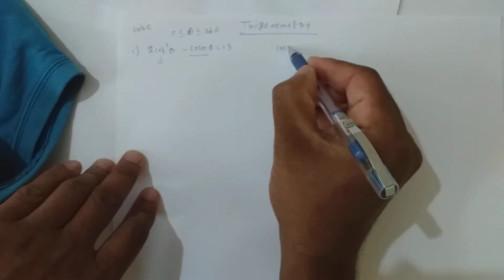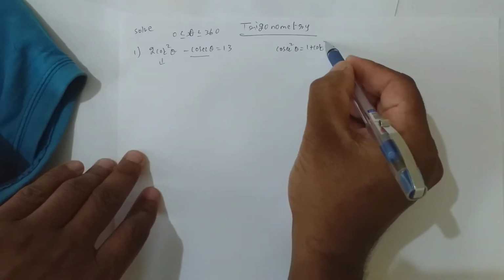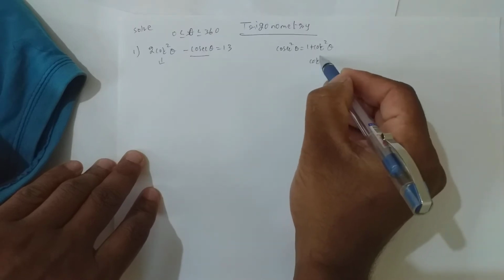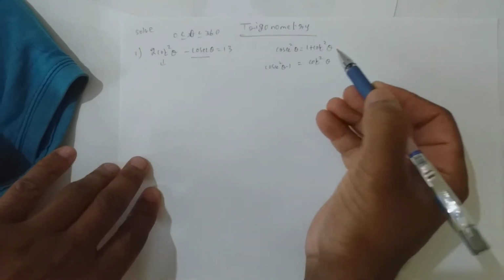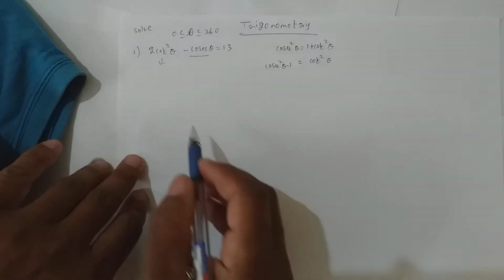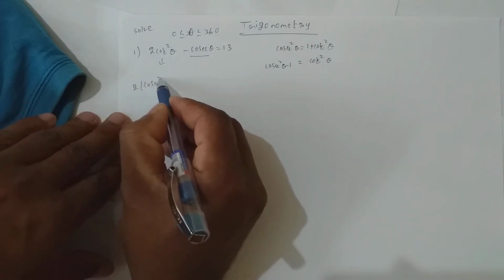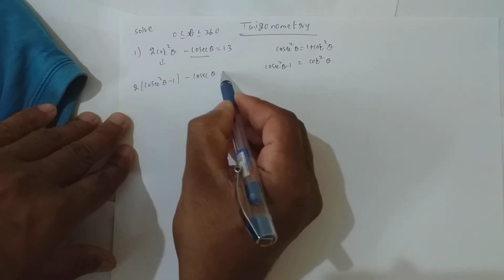What is the identity that you have learned? Cosecant square equal to 1 plus cot square theta. So in place of cot square, what can I write? Send 1 to the other side. It becomes cosecant square theta minus 1. So place it here. 2 into cosecant square theta minus 1 minus cosecant theta equal to 13.